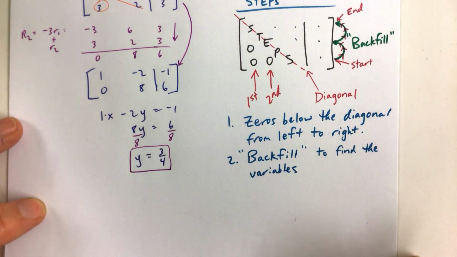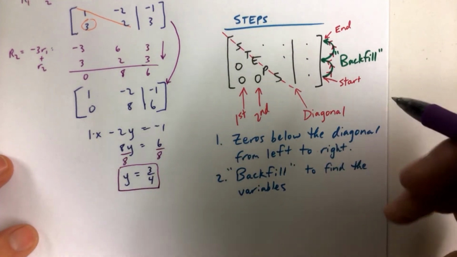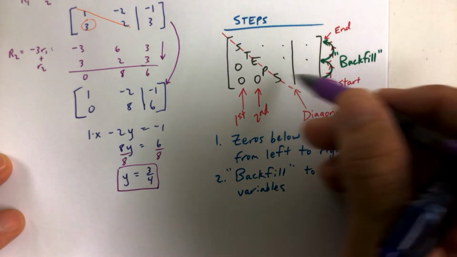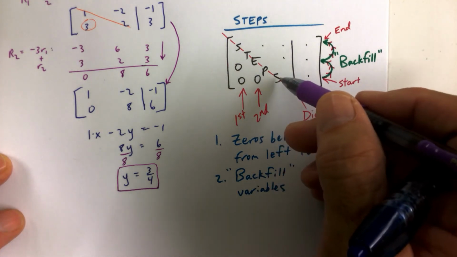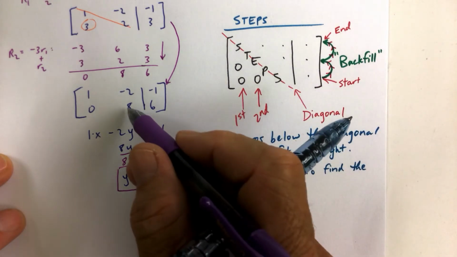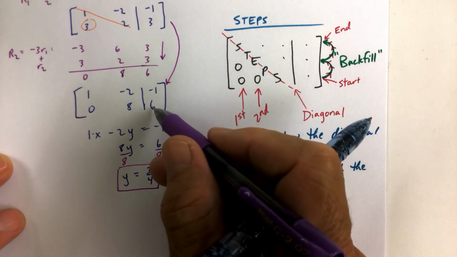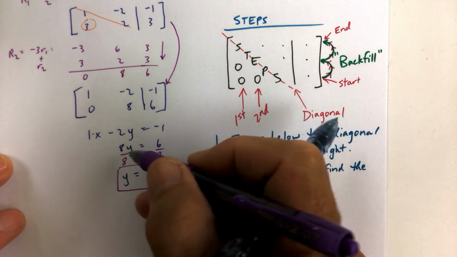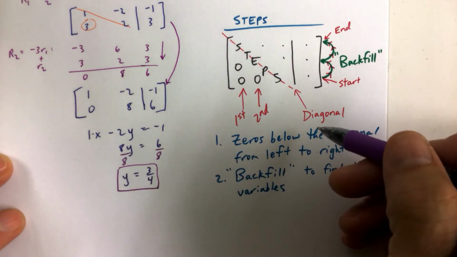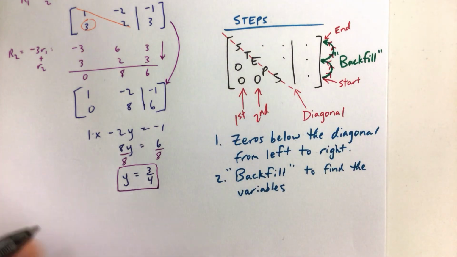And this is what I mean by backfill. So we start with the bottom, that's what it says over here. So start right here. We have one coefficient times our last variable, in this case y. Our one coefficient 8 times y is equal to the number on the right side, that's 6. So 8y equals 6, solving for y, we get 3/4. Then we take the 3/4 and we go back one row to solve for the other variable.